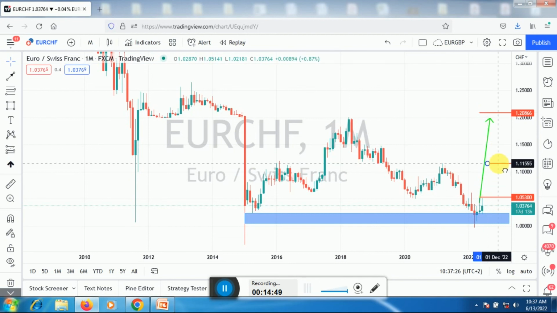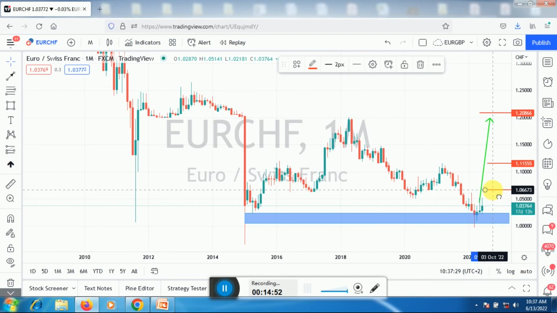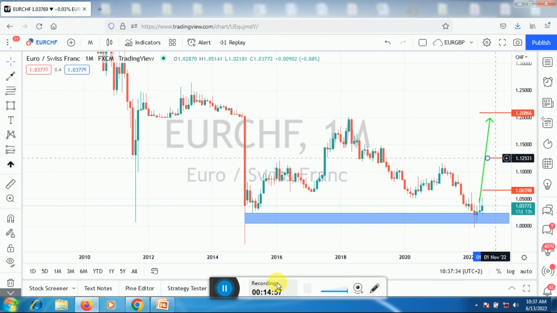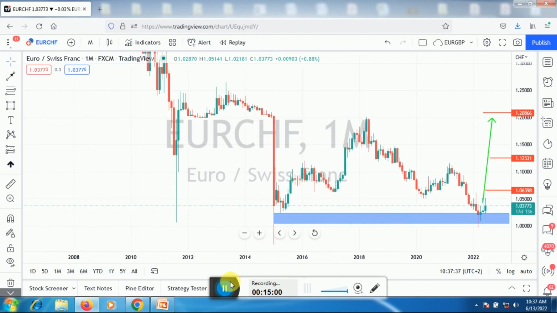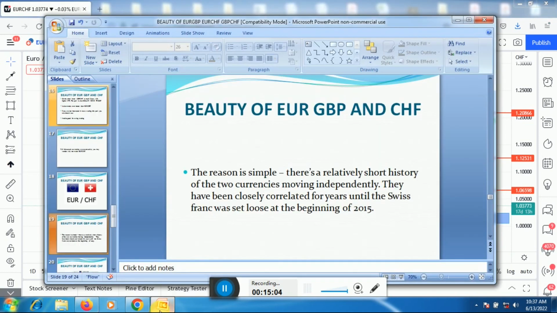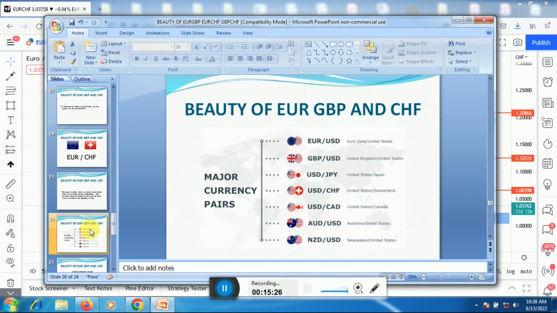So yes, euro CHF also moves fast, like GBPCHF, it also moves fast as well. But it wasn't the case for discussion today, but I put it on this presentation to explain in detail, because some people would have come to the comment section or even asked me individually why I didn't put EURCHF. So I had to explain that the peg was removed and then it was set loose in the beginning of 2015.